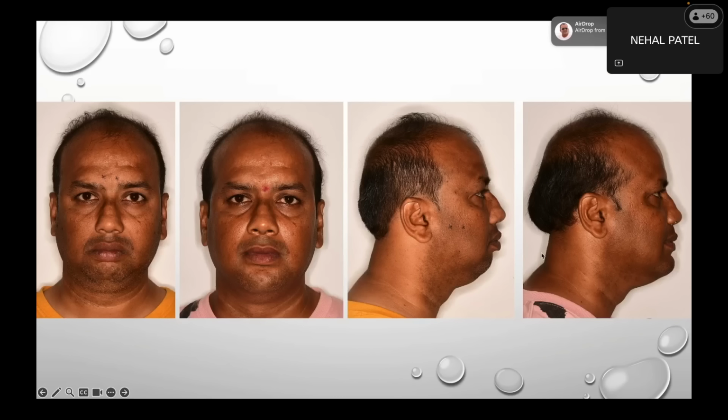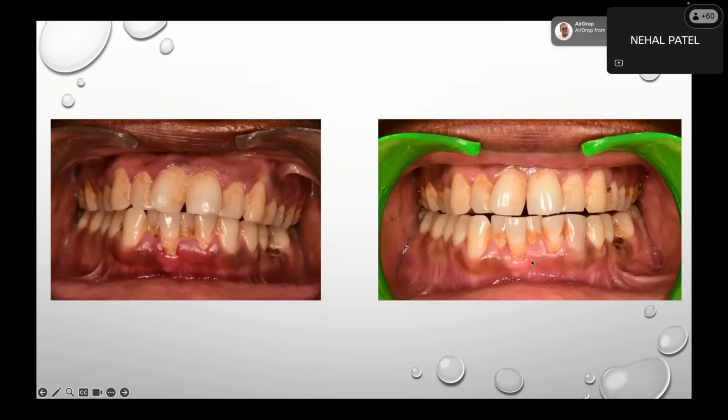Now you look at the position of the neck here. Once they have that airway change, and when they start breathing properly, their posture also changes. And this is what their occlusion looks like. So thank you.